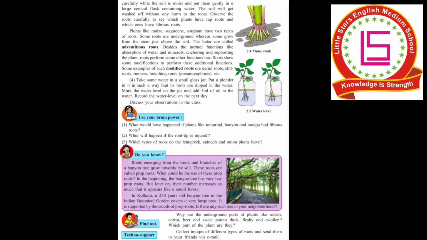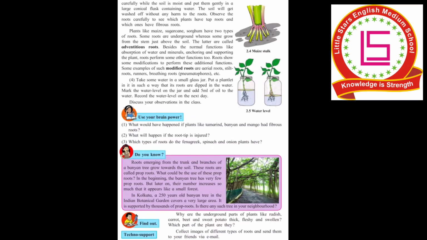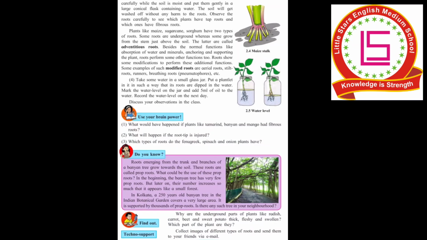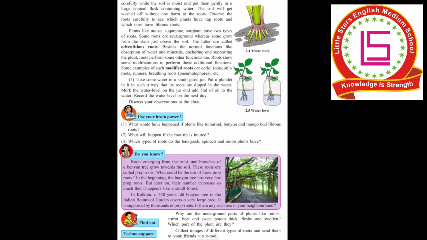Page number 11. I'll just read two lines from page number 10. Once the plant grows to a height of 15 to 20 centimeter, remove them from the soil carefully, that is, uproot them carefully while the soil is moist, and put them gently in a large conical flask containing water. The soil will get washed off without any harm to the roots. Observe the roots carefully to see which plants have tap roots and which have fibrous roots.